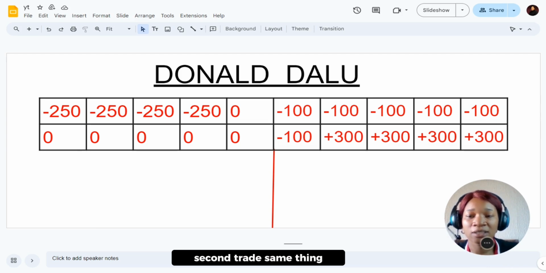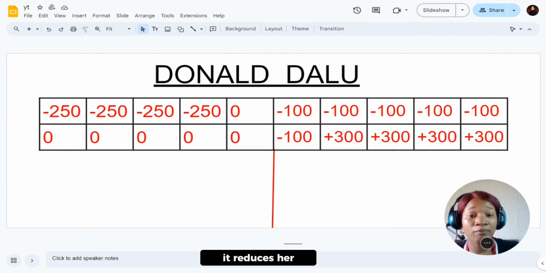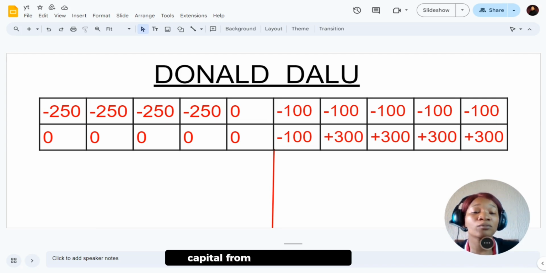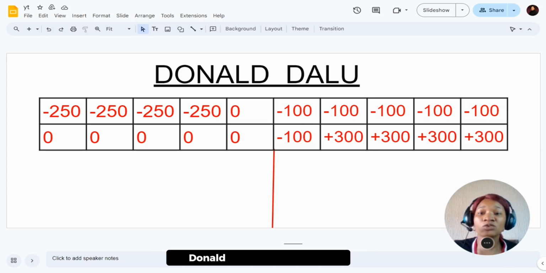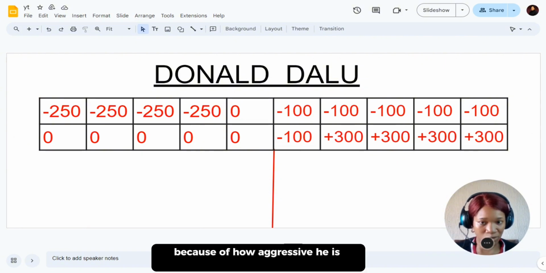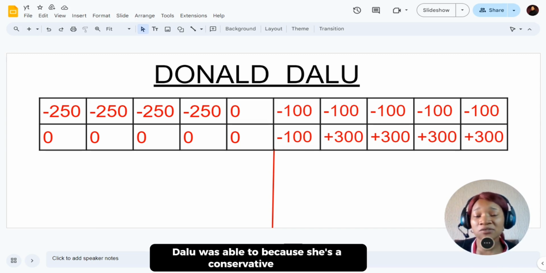Second trade, same thing, minus 250. That reduces his capital to $500. For Dalu, it reduced her capital from $1,000 to $800. I'm talking about the second trade here. The third trade too, minus 250, minus 250. So even before getting to the 5th trade, Donald is left with nothing because of how aggressive he is to the market. On the other hand, Dalu, because she's a conservative trader, was able to take all of the trades that she got.